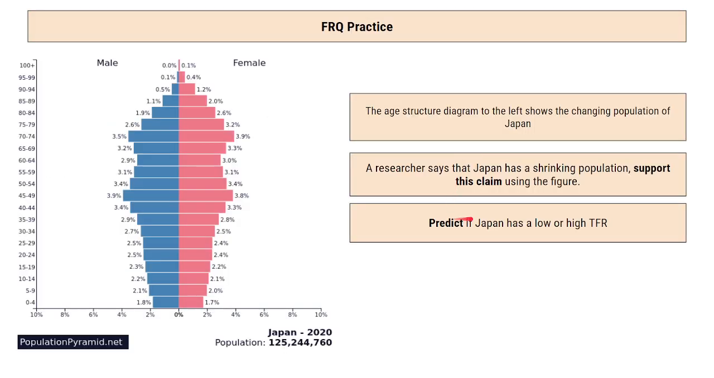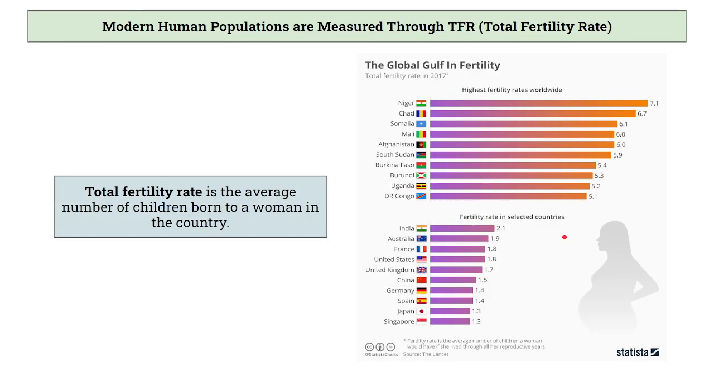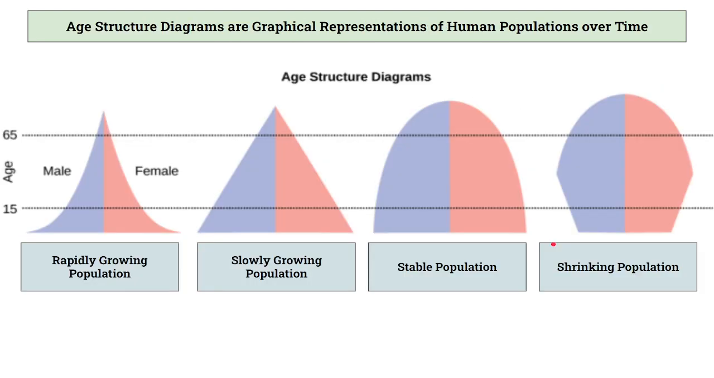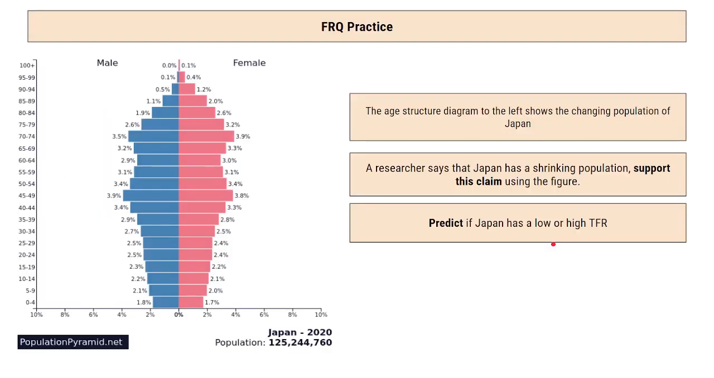And then number 2 says, predict if Japan has a low or high TFR. So use some of that TFR information we talked about over here and predict if Japan is high or low relative to replacement, which is 2.